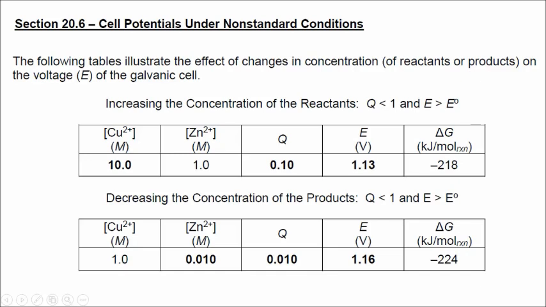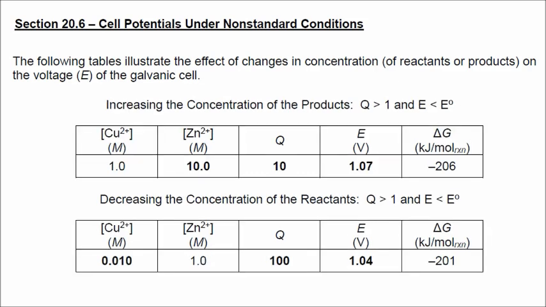Okay, now let's take a look at examples where instead of Q becoming less than 1, Q becomes greater than 1. So in these examples, we have increased the concentration of the product. So zinc now has a concentration of 10 molar. Q is 10. The voltage is not 1.10. The voltage actually goes down to 1.07 volts.